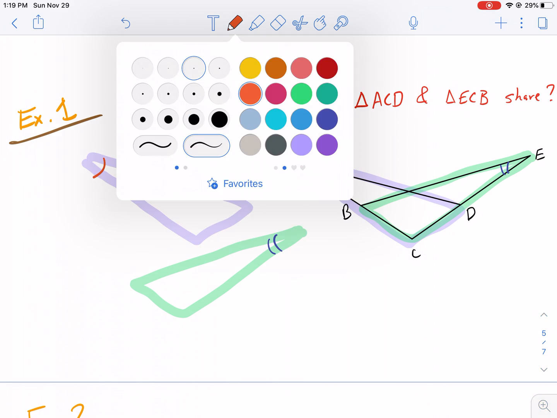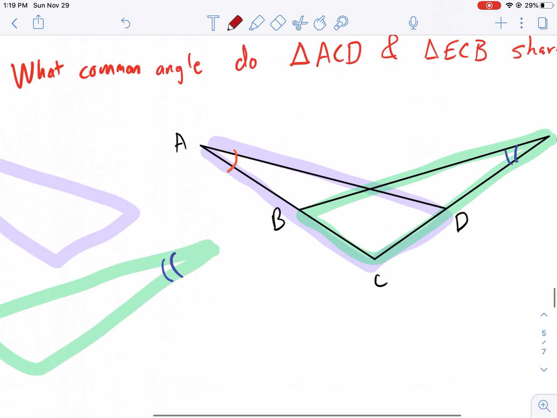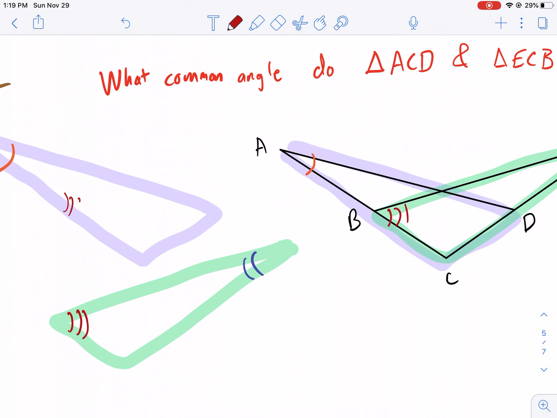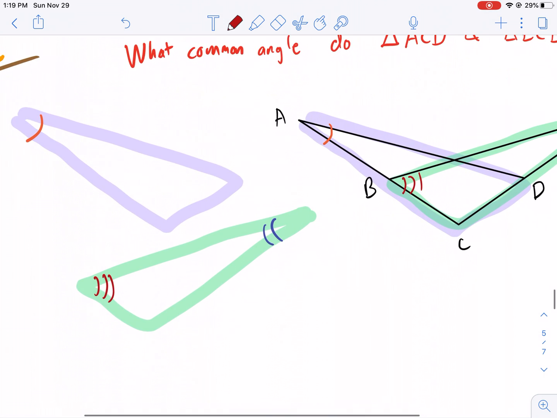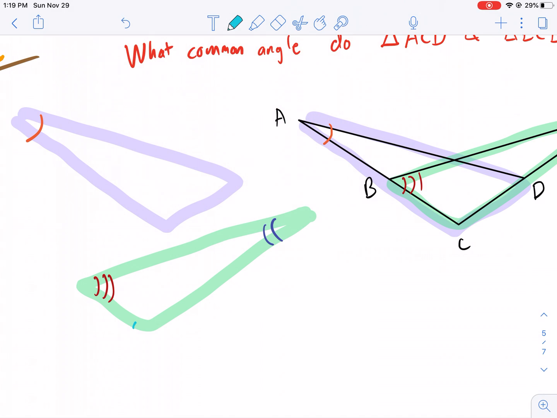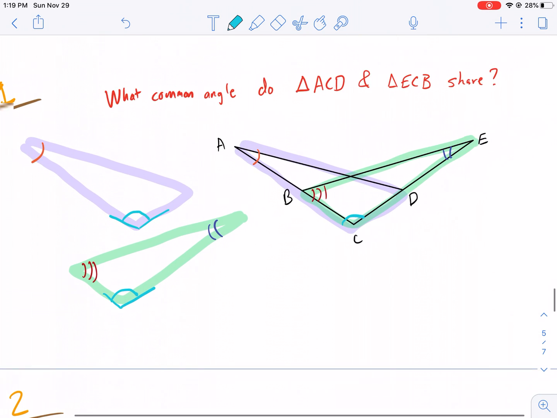Now, what about the next angle? What about this angle right here? This angle right here would be in the middle of this triangle, so clearly that is not a shared angle. Okay, so let's check the third and final angle for the green triangle, and that would be this guy right here. Now, is he on the purple triangle? He is. He is also on the purple triangle, like this, and like this. Okay, so that is the shared angle.